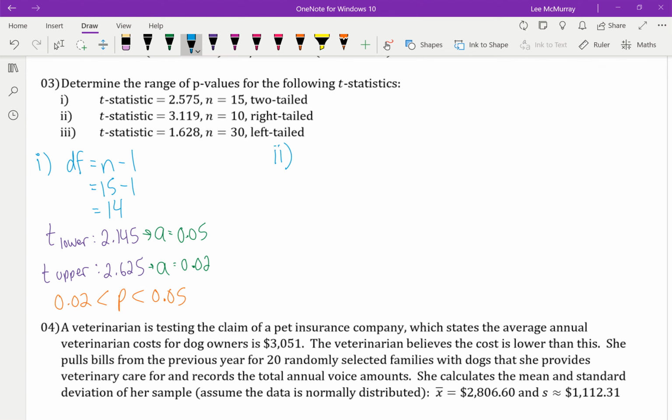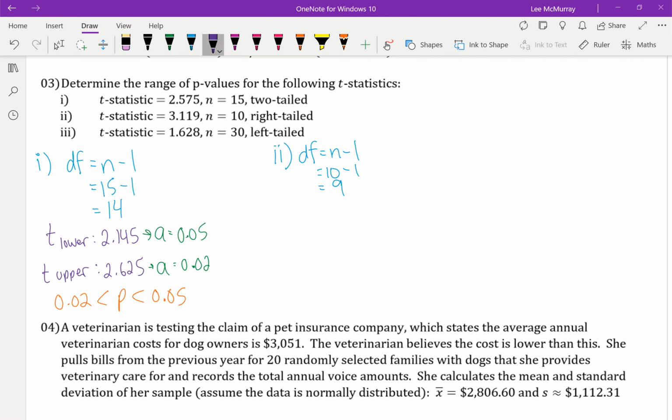to you. Okay. So for step 2, now we have a t statistic, which is 3.119, and n is equal to 10, and it's a right-tailed test. So once we have a right or a left-tailed test, a one-tailed test, that means we have to do something a little bit different than the two-tailed test. Okay, so let's start with our degrees of freedom. So degrees of freedom would be n minus 1. In this case, we have n is 10, so 10 take away 1 is equal to 9. So degrees of freedom are 9.